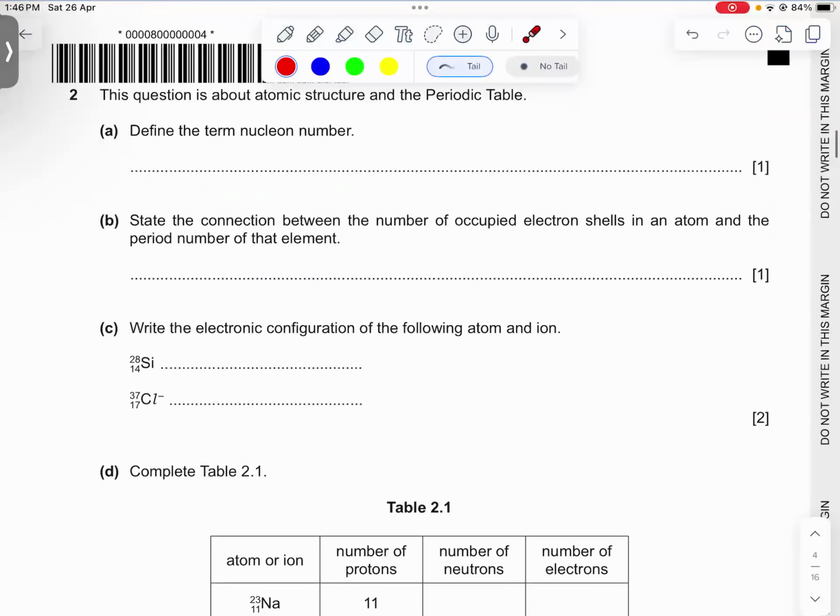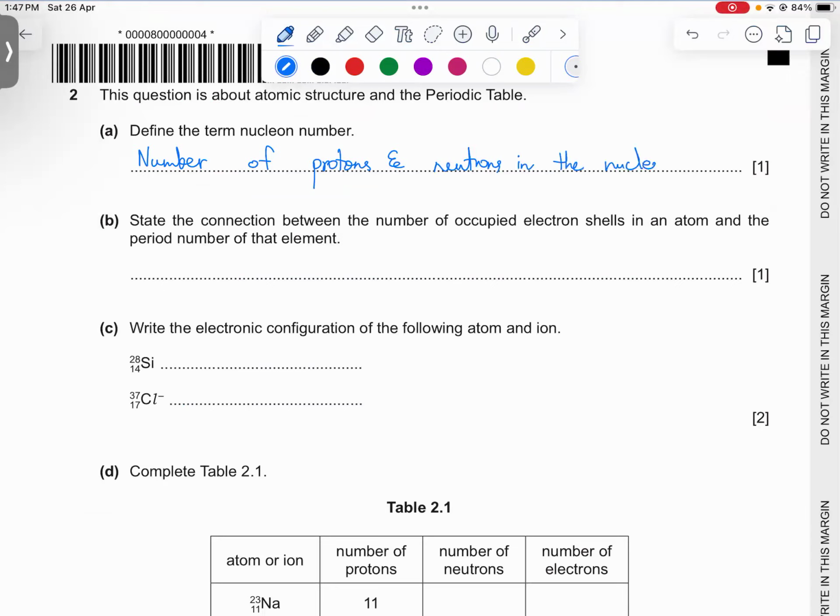Next, this question is about atomic structure and the periodic table. Define the term nucleon number. What is nucleon number? Nucleon number is the number of protons and neutrons in the nucleus of an atom or element, right? That is the definition of nucleon number.